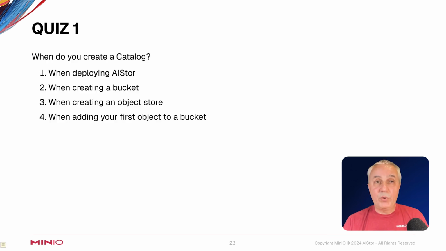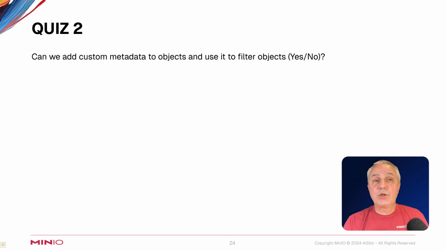Now it's time for the checkpoint. I have a couple of simple questions. Question number 1. When do you create a catalog? And the options are when deploying AIStor, when creating a bucket, when creating an object store, and when adding your first object to a bucket. And of course, you know that the right answer is when you create a bucket. Another simple question, can we use custom metadata to add to our objects and to use it to filter those objects? And of course, the answer is yes, you just learned about that.